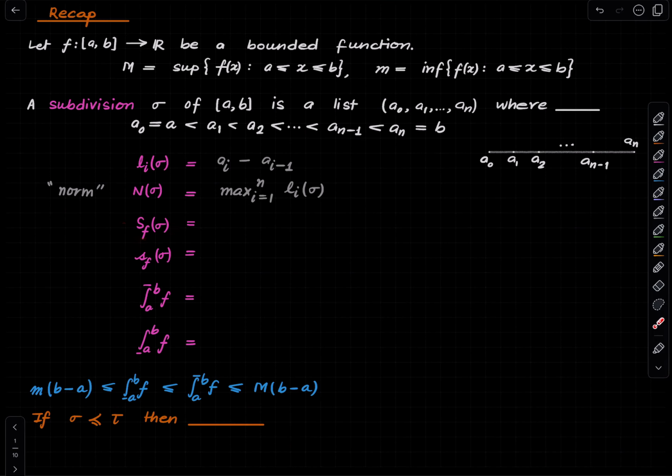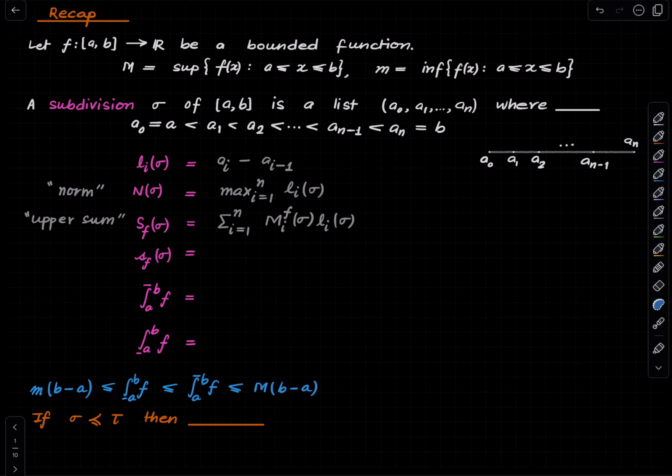The upper sum of a function f is defined as the summation of Mi f times Li sigma. So what is this number Mi f? Maybe this is not the best notation. I should write Mi f and then a sigma there, because otherwise it's not meaningful. So it depends on sigma, of course.